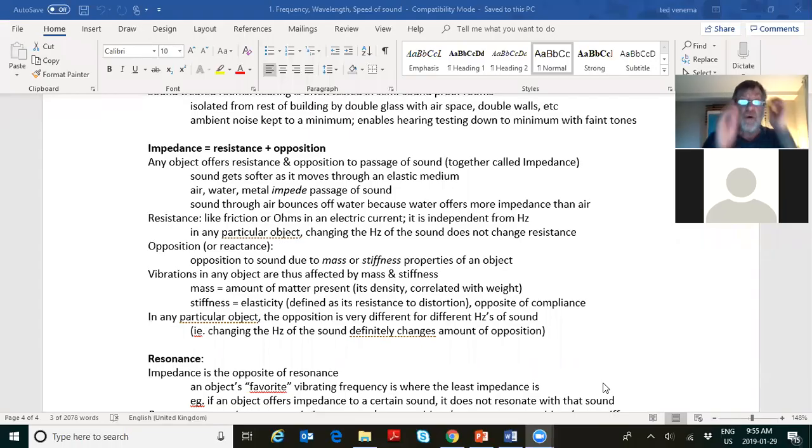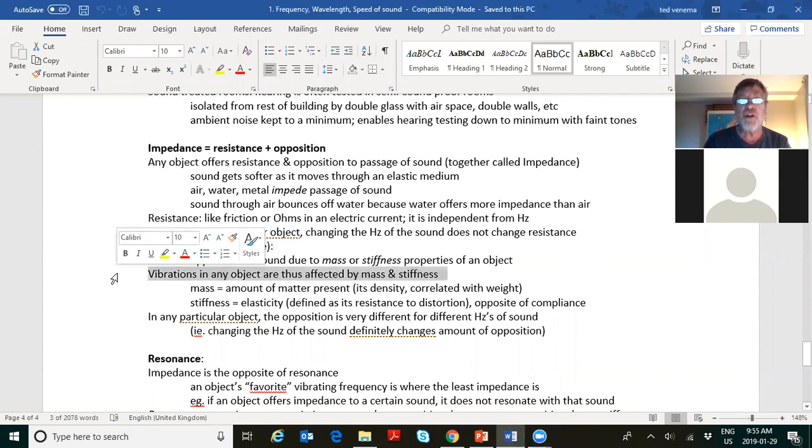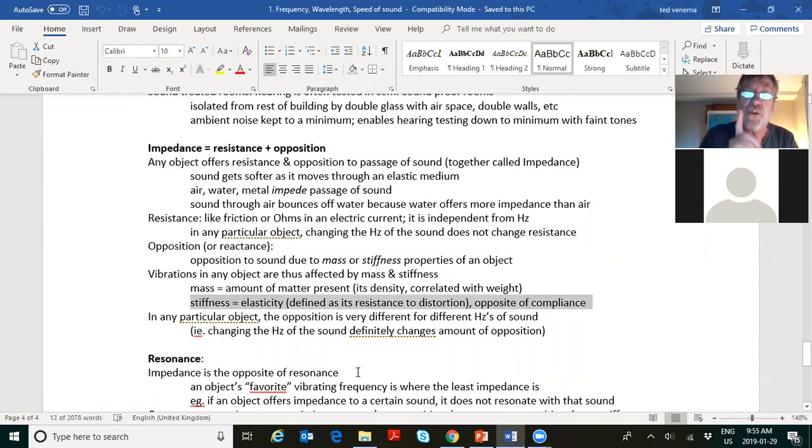All right, now let's share screen and look at what we said in our notes. Opposition or reactance right here. Opposition to sound due to mass or stiffness properties. Vibrations in any object are thus affected by mass and stiffness. Mass equals the amount of matter present, its density, like its weight. Stiffness equals the elasticity. Now, again, opposite to rubber bands, defined as its resistance to being distorted. The opposite of compliance: stiffness.